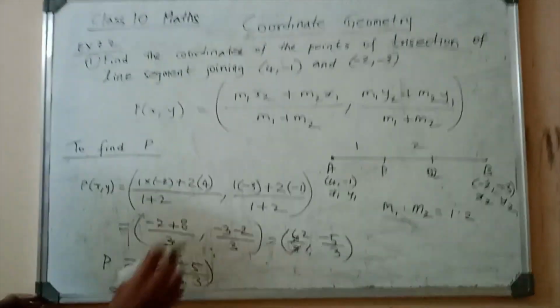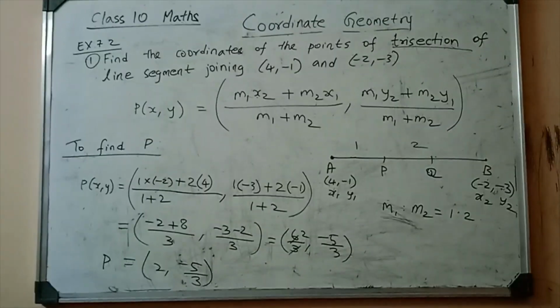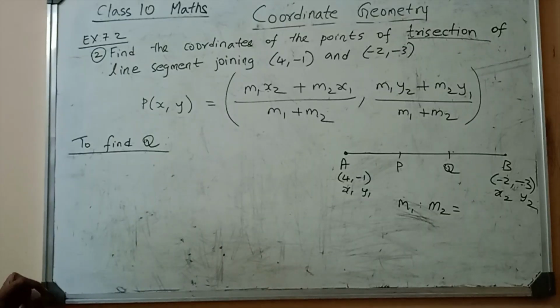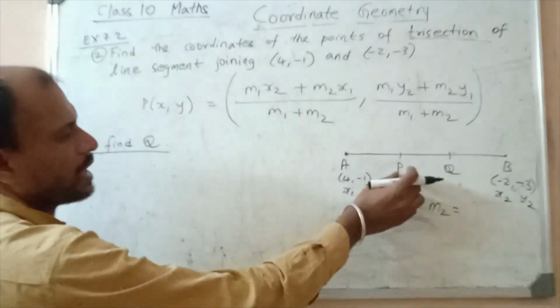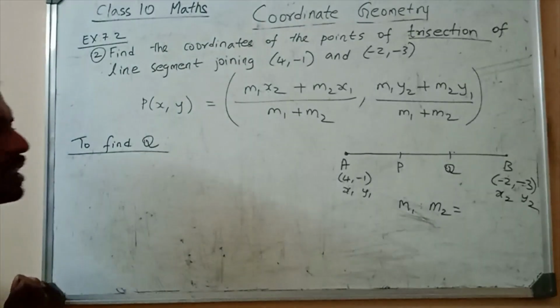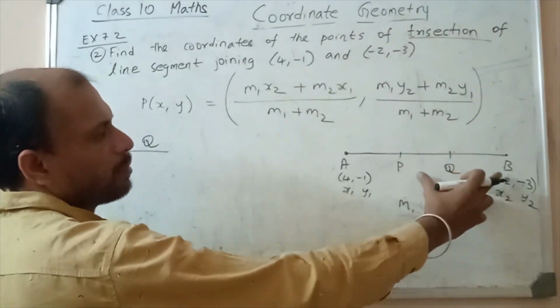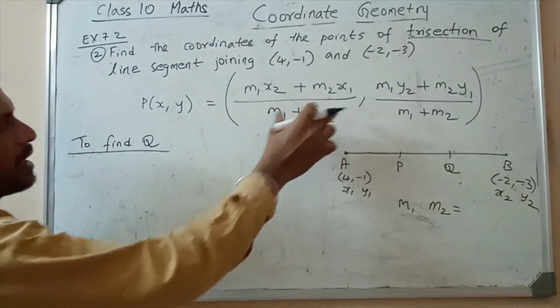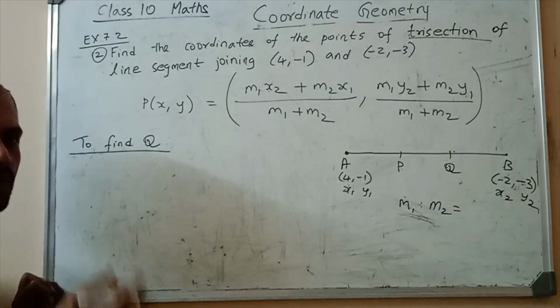Like that we can find the Q also. So we found the coordinates of P. Now we are going to find the coordinates of Q. The coordinates of Q we can find using the midpoint formula also, but we are first seeing the section formula, so let us find it using the section formula itself.